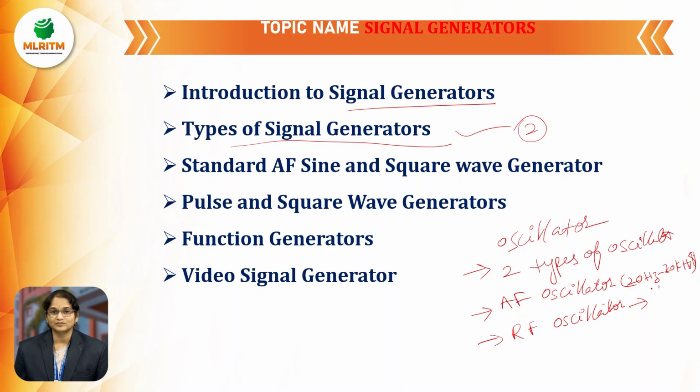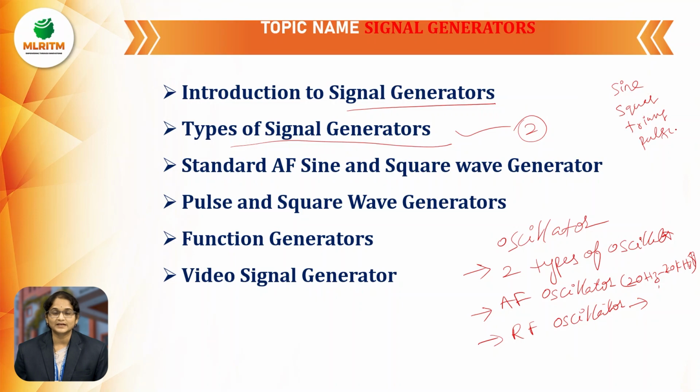Then these are the types of signal generators: the standard AF sine and square wave generator, function generator, video signal generator, and pulse and square wave generator. With these signal generators, we are going to generate different types of signals, that is sine signal, square signal, triangular signal, and pulse signal.